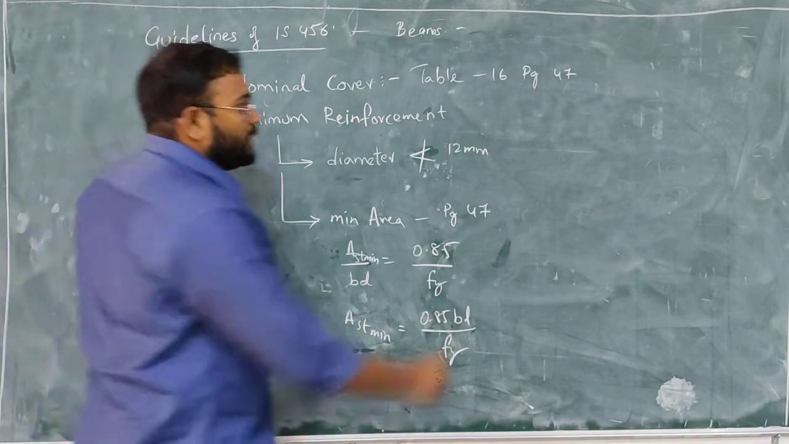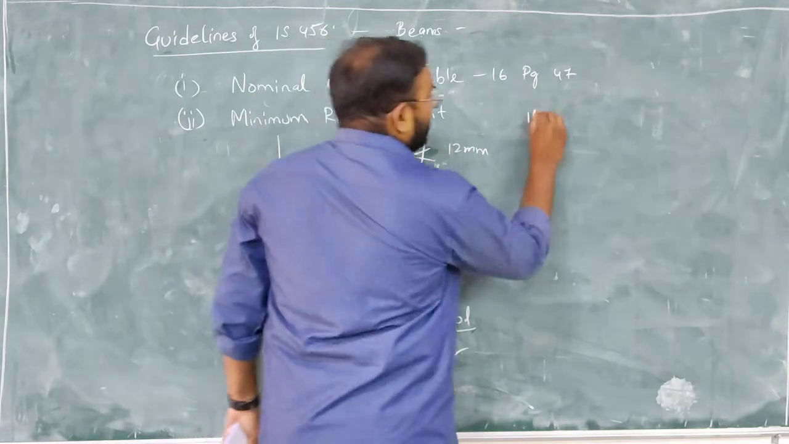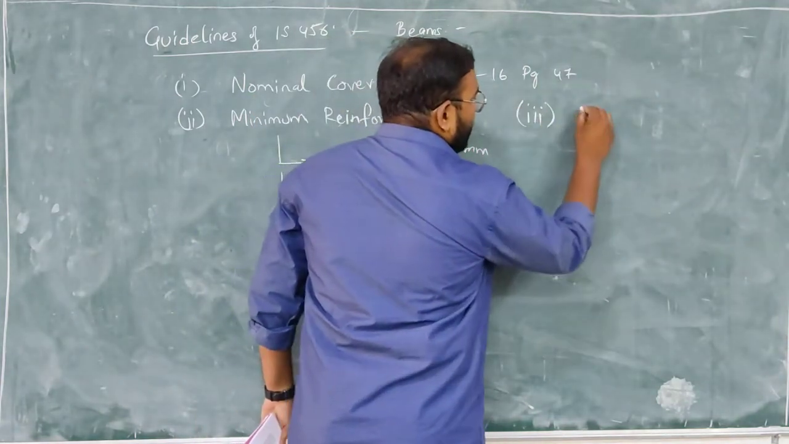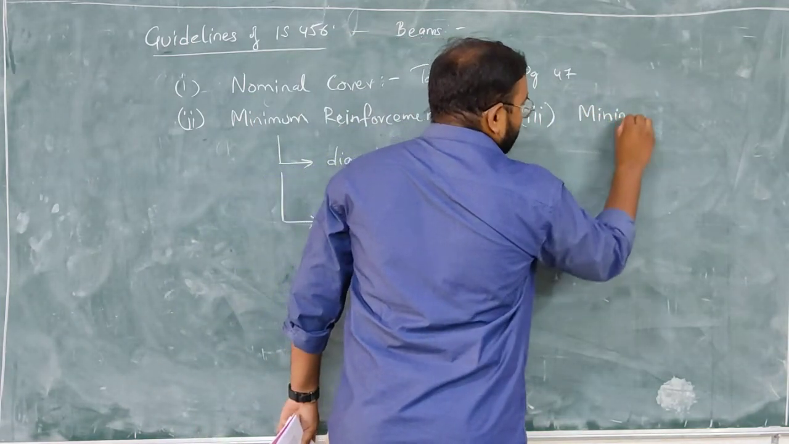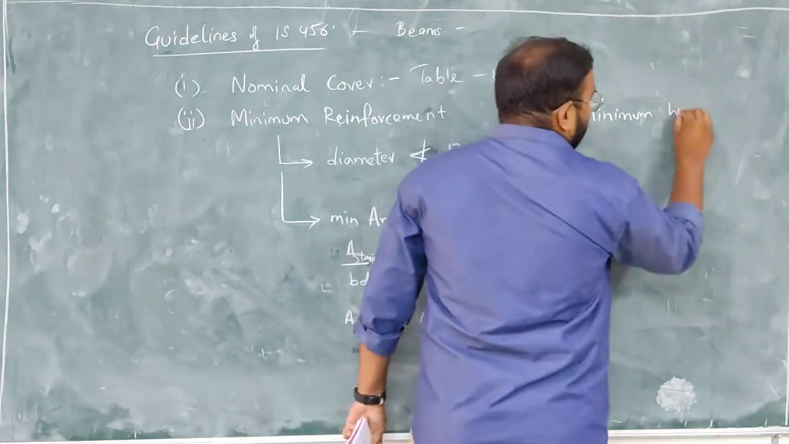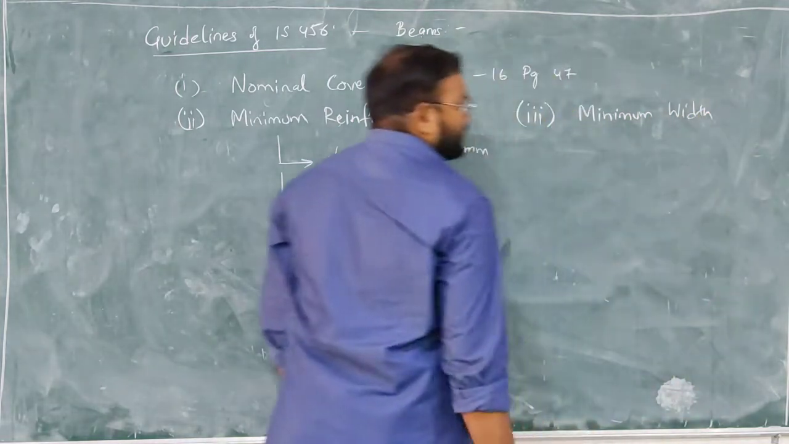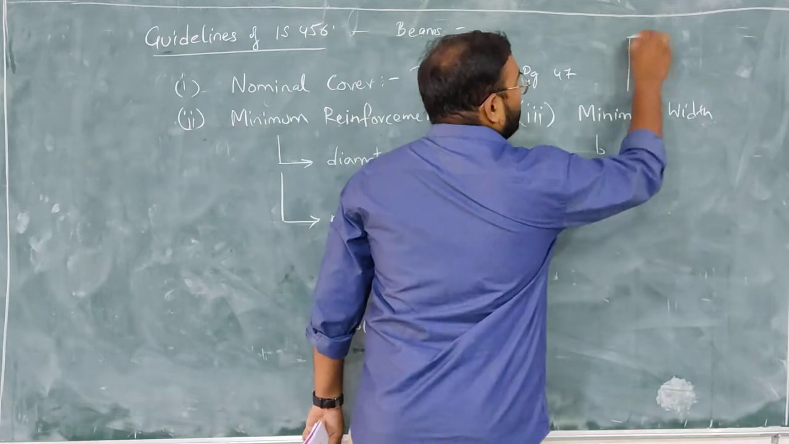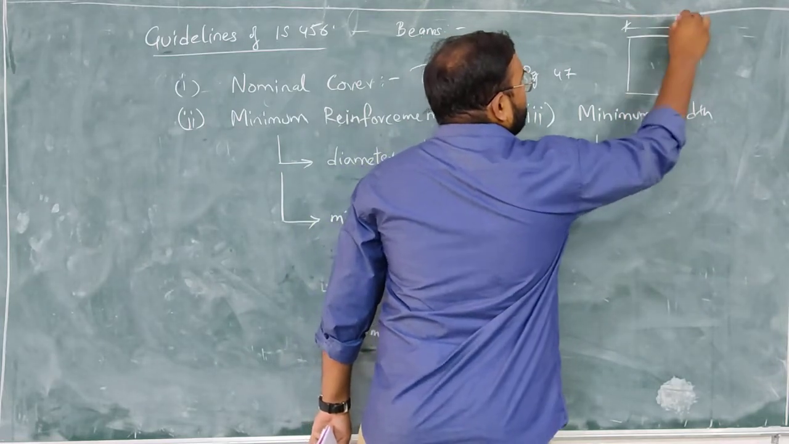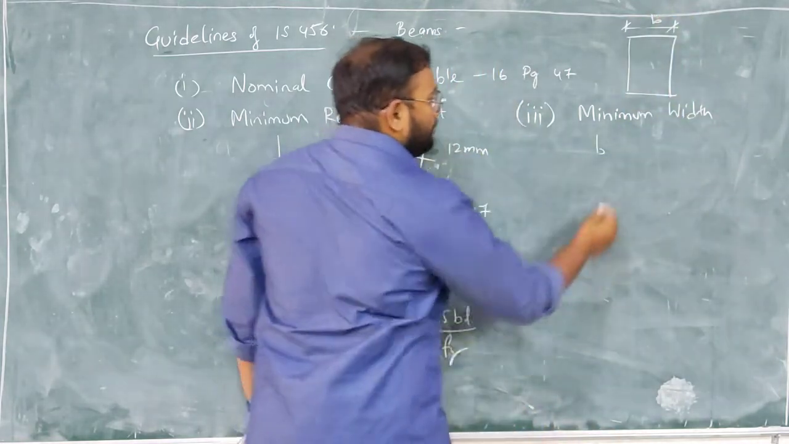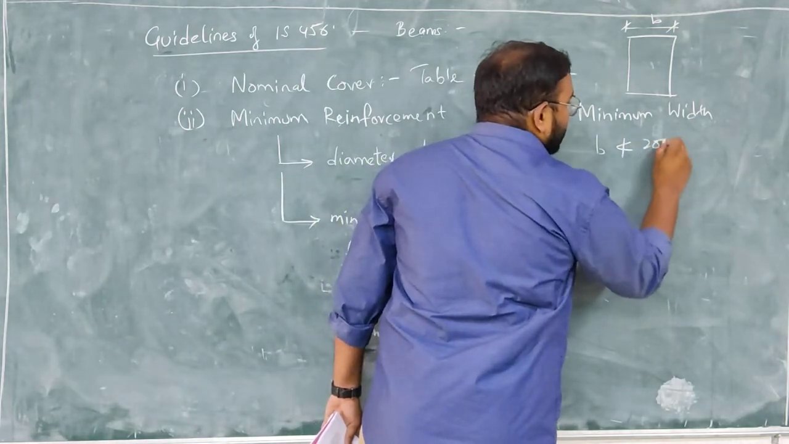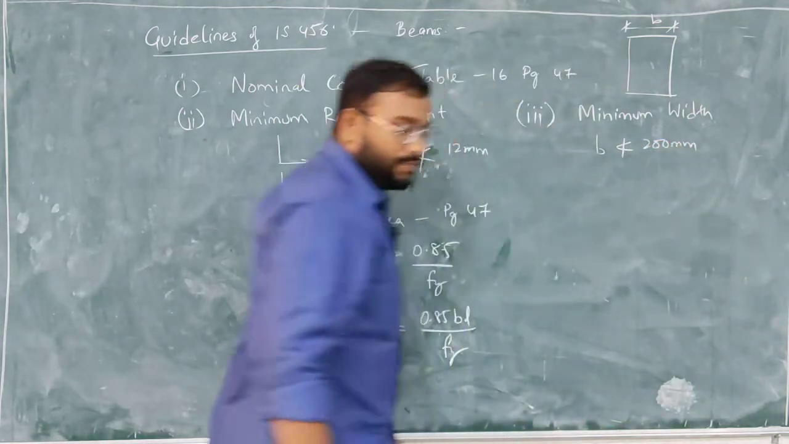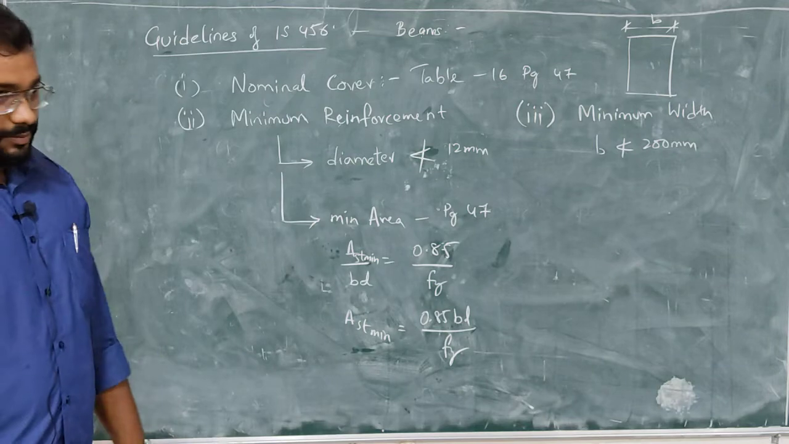The third guideline is minimum width. Width is called B. B should not be less than 200 mm in case of beams.